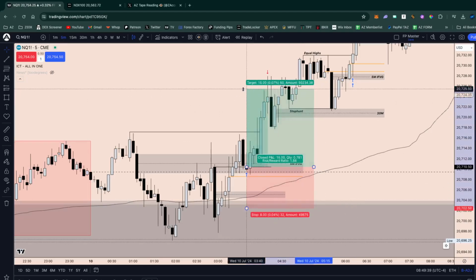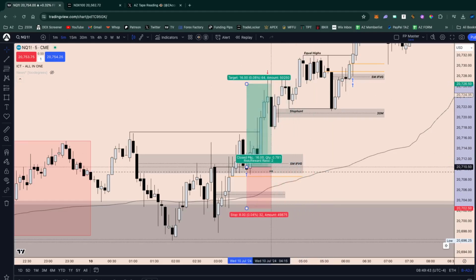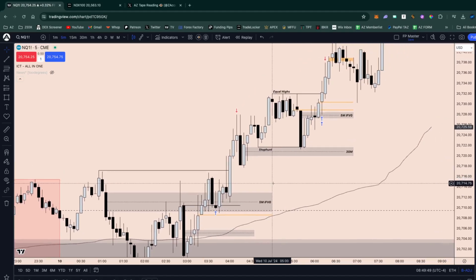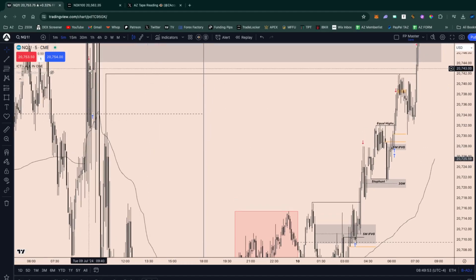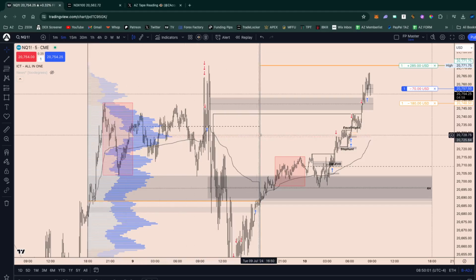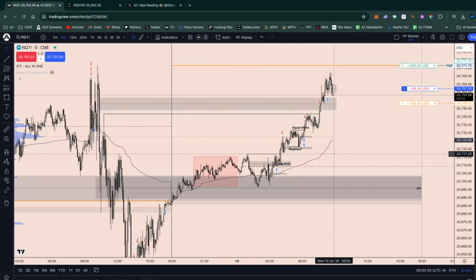And I secured my first contract right here at a 2-to-1 risk to reward very nicely. So that played out well. And then I looked for, well, reasons to potentially hold into our next buy side target, which would have been right here. Also, if we take a look at yesterday's volume point of control, this is exactly just around the corner where I took profits with my first contract.